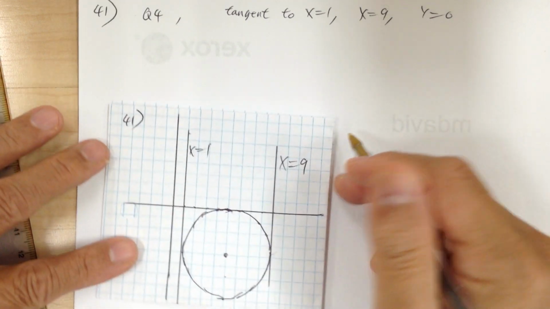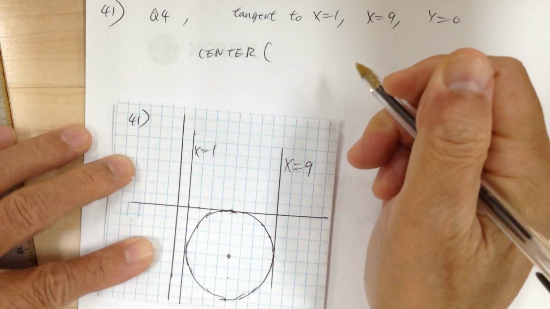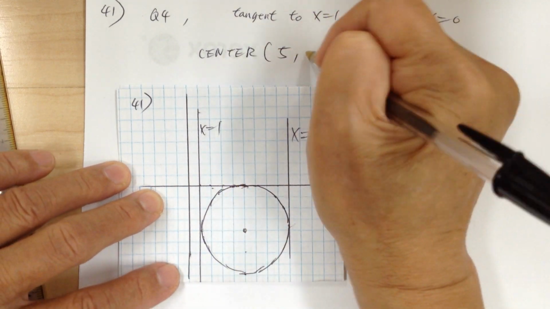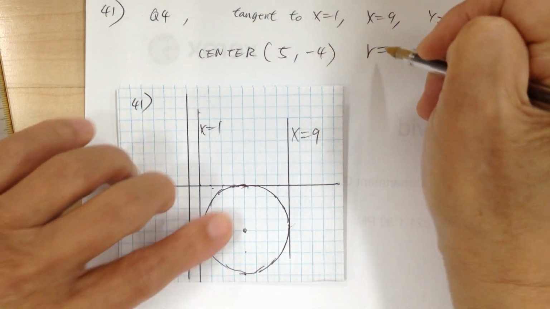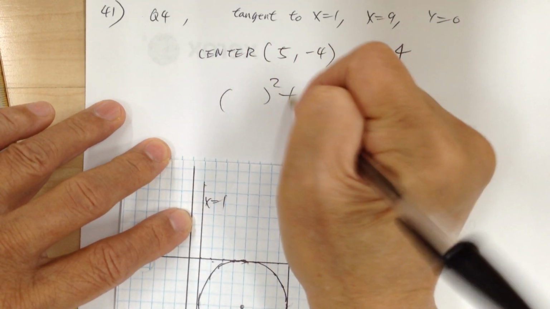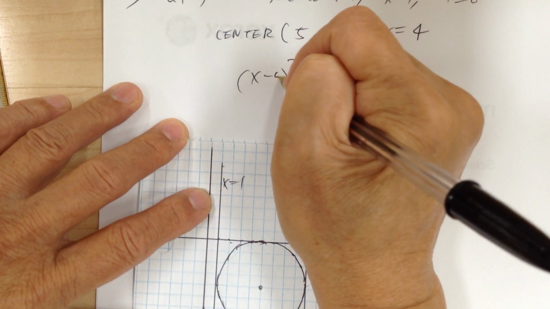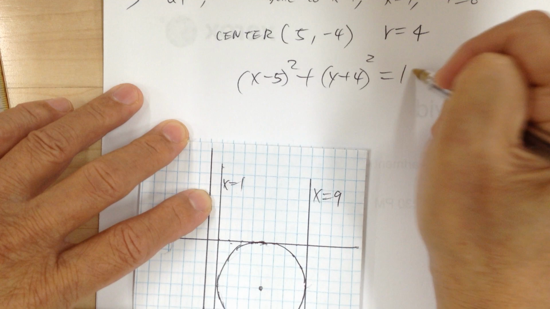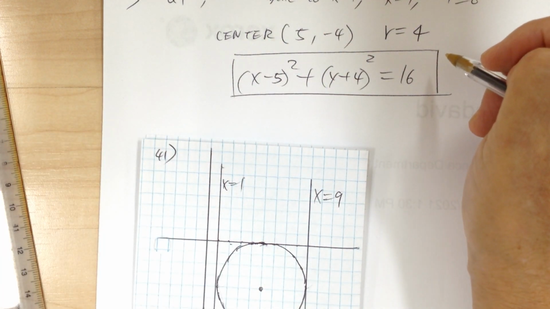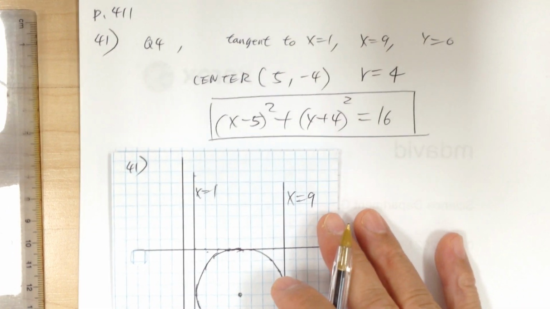from here you can see that the center is going to be at, so 1, 2, 3, 4, 5. So it'd be 5, -4, and the radius will equal 4. Now you can get your template. So it'd be (x minus 5) squared plus (y plus 4) squared equal to 16. Again, this circle is actually fairly easy if you just sketch it out, and you can visualize to find the center and find the radius.